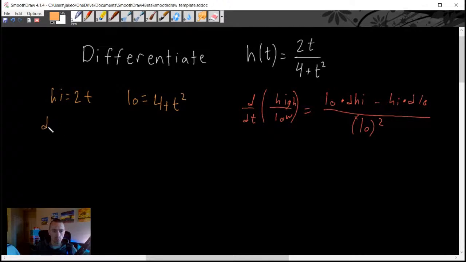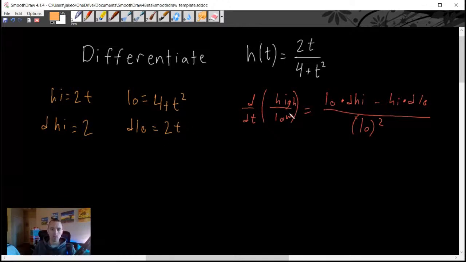Okay? Then you want to find the derivative of the high, the derivative of the low. D high and D low just mean derivative high, derivative low. So D high, the derivative of 2t with respect to t, is going to be just 2. The derivative of 4 plus t squared can be done using the power rule. So the derivative of a constant is 0, but the derivative of t squared, you would bring the 2 down in front, keep your t as your base, and then lower the power by 1, or subtract 1 from the power. 2 minus 1 is 1, so 2t to the 1 is just 2t.